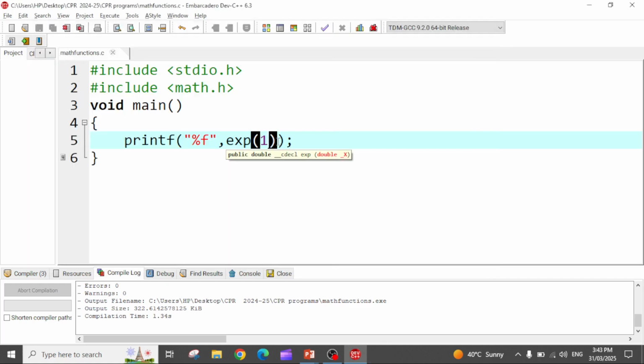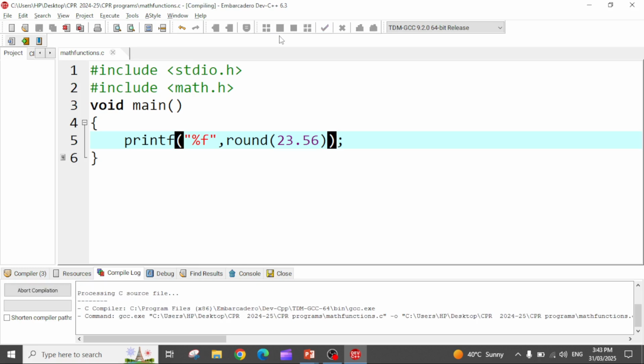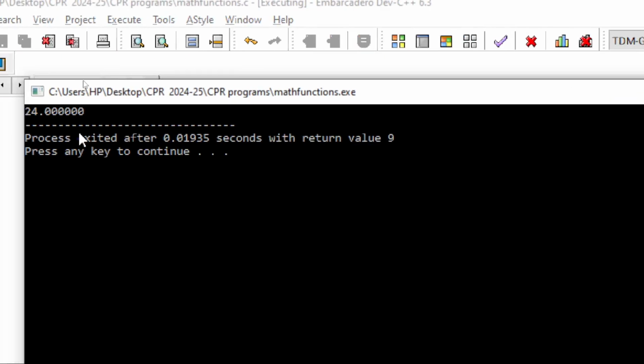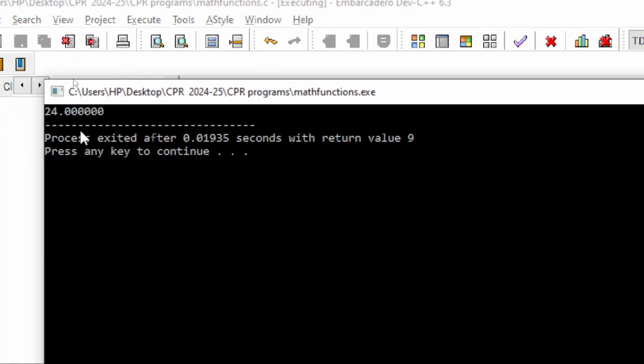The last function is the round function. I have to round a number. Say the number to be rounded is 23.56. So this number when rounded should return me 24 as an answer. So 24 is the answer.